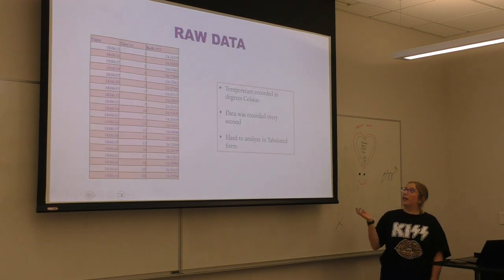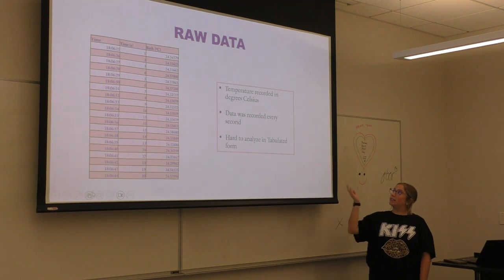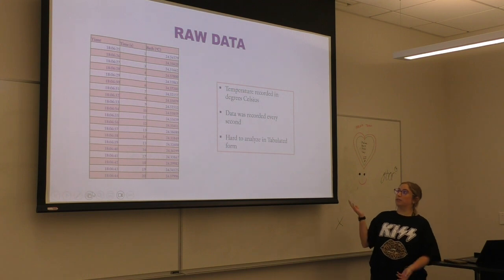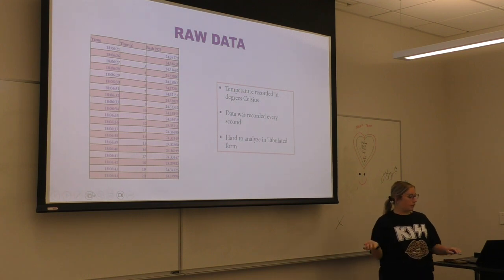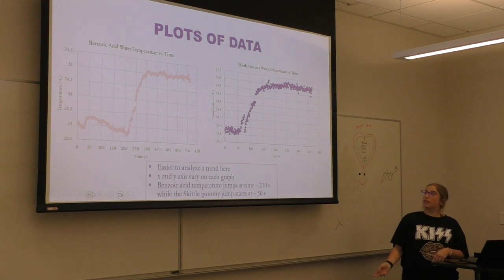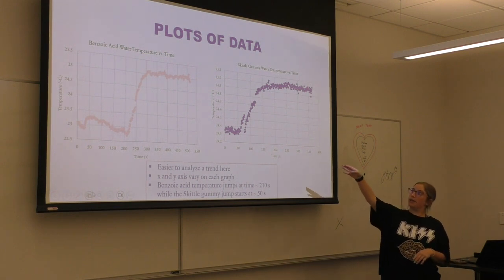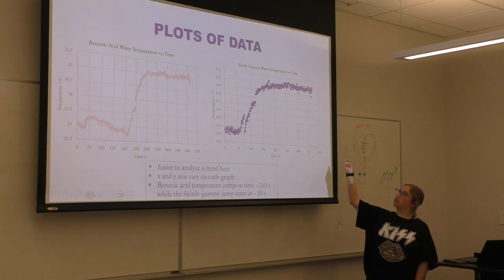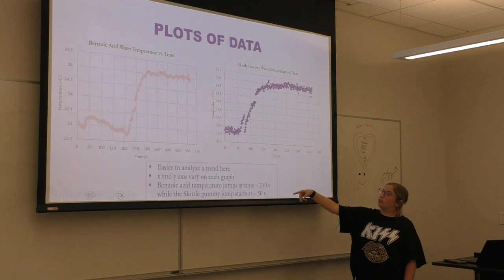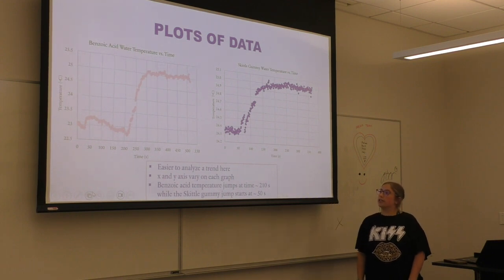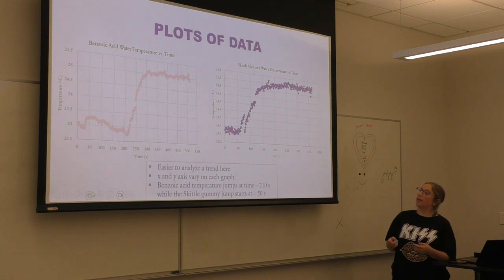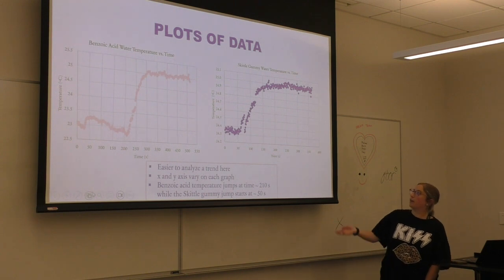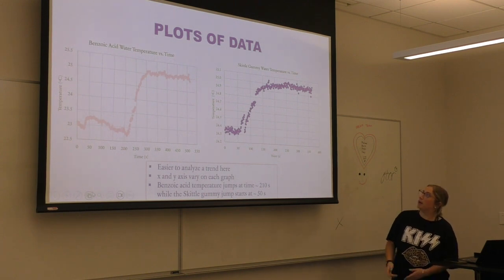Here is some of the raw data that we got from the experiment. The temperature was recorded in degrees Celsius, and the data was recorded every second, which is kind of hard to analyze in tabulated form. So next I have the plots of the data. On the left side we have the benzoic acid water temperature versus time, and on the right side I have the Skittle gummy water temperature versus time. It was easier to analyze a trend here. The X and Y axes vary on each graph, and the benzoic acid temperature jumps at about 210 seconds, while the Skittle gummy temperature jumps at about 50 seconds.